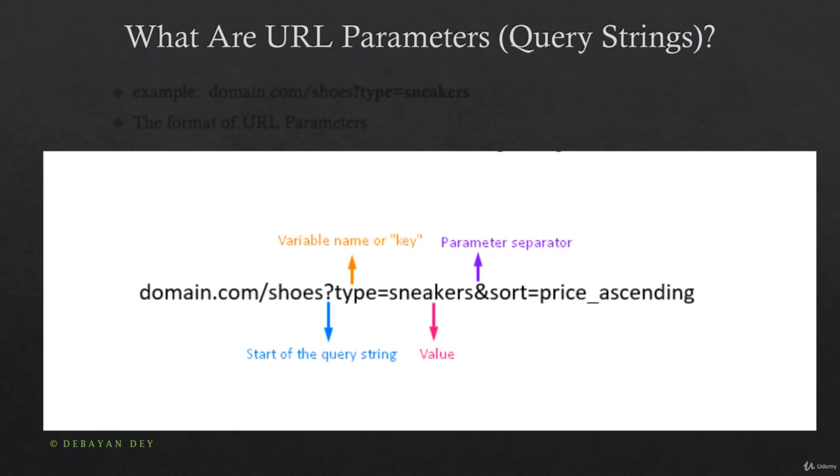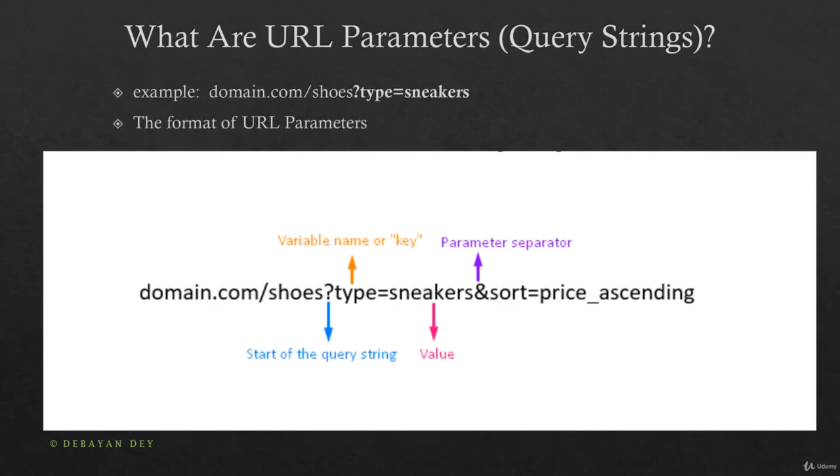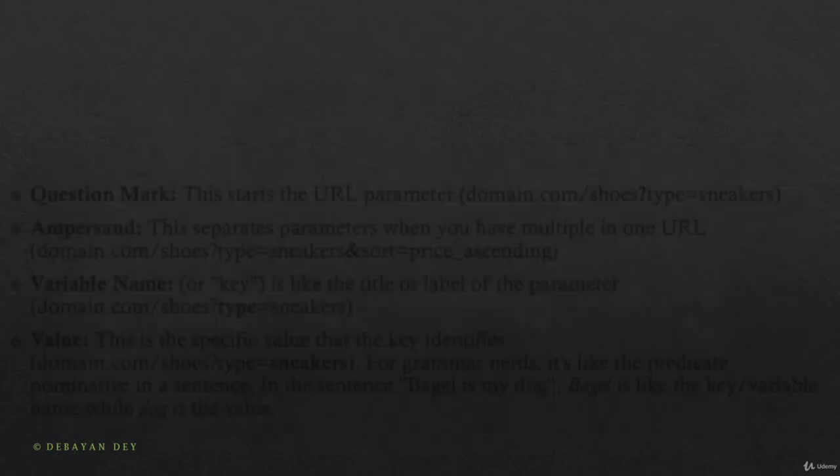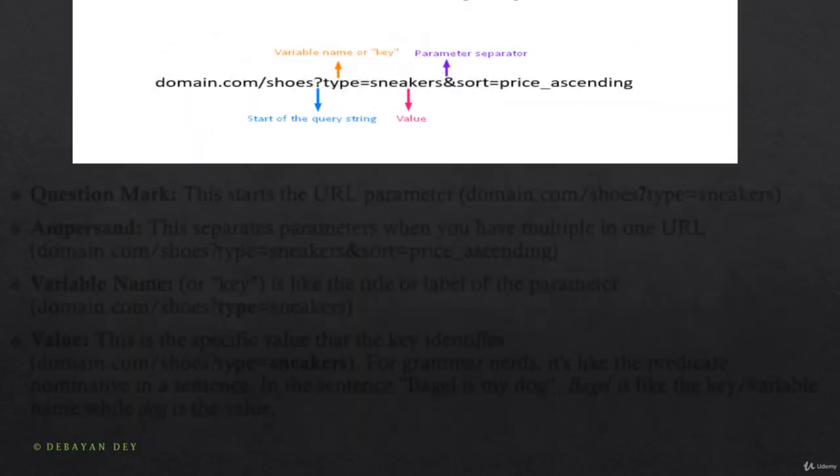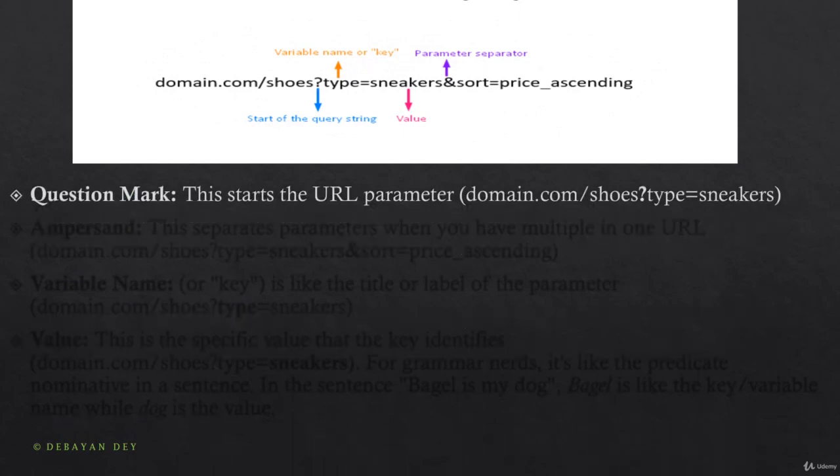Now let's quickly understand each and every query string. Now, the first one is the question mark. This starts the URL parameter, that is domain.com/shoes?type=sneakers.